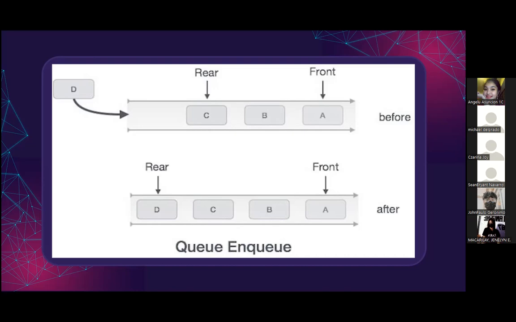So, lalagay mo po yung letter D na yan sa may katabi lang ng rear point. So, ang katabi ng rear point is yung C. Dyan mo po siya ilalagay. And where the rear points, and return success. So, ang return success po, ililipat mo po yung rear point sa letter D. Tapos dito po sa after naman po, makikita nyo pong nakalipat na yung rear point sa letter D. So, yan po is matatawag na po siyang enqueue. Yan lang po. Thank you.